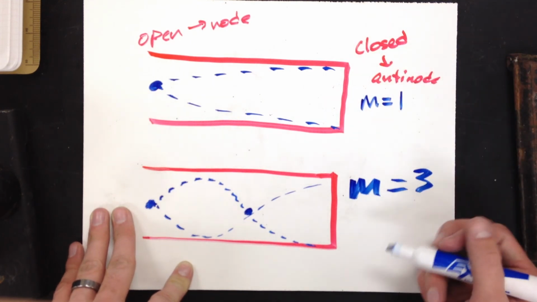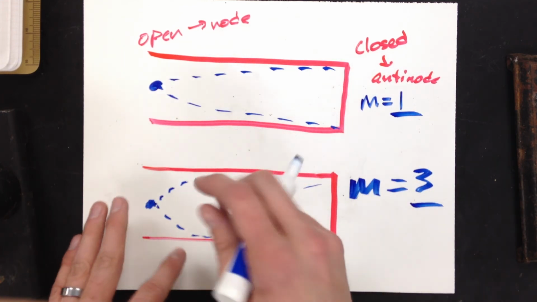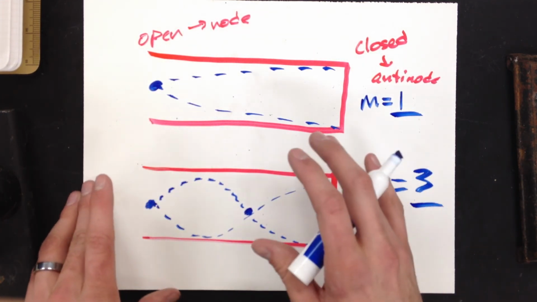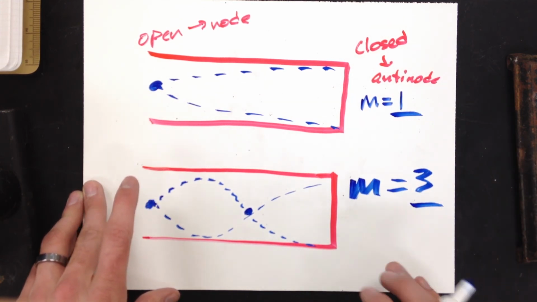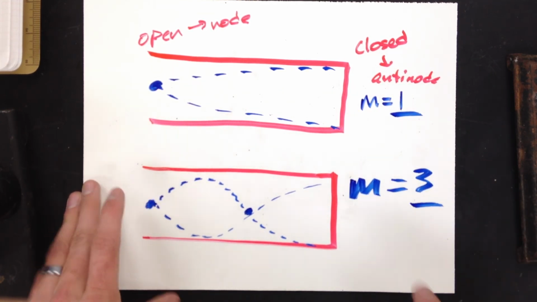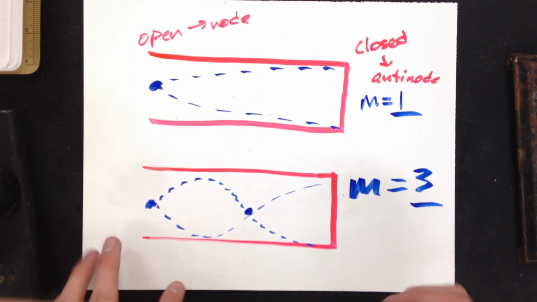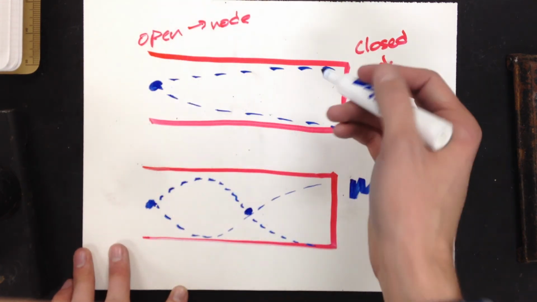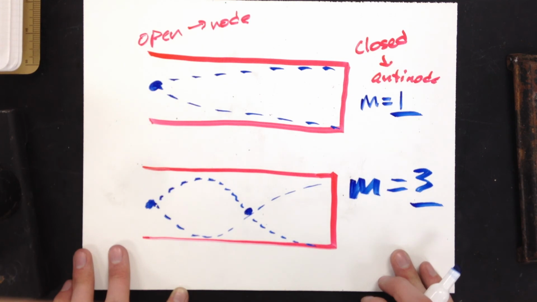Open closed tubes can only have odd harmonics. Okay? I can't draw two half wavelengths in here, just like I couldn't draw 4 half wavelengths, or 6, or 8. I can only go 1, 3, 5, 7, 9, so on and so forth. Okay? So if you have an open closed tube like this, you're only going to have the odd harmonics.